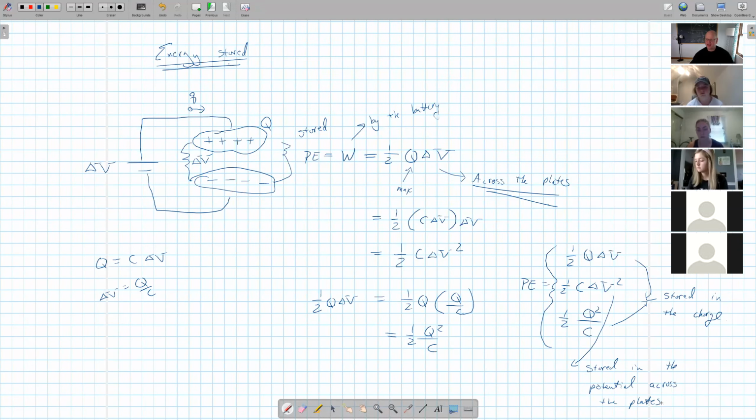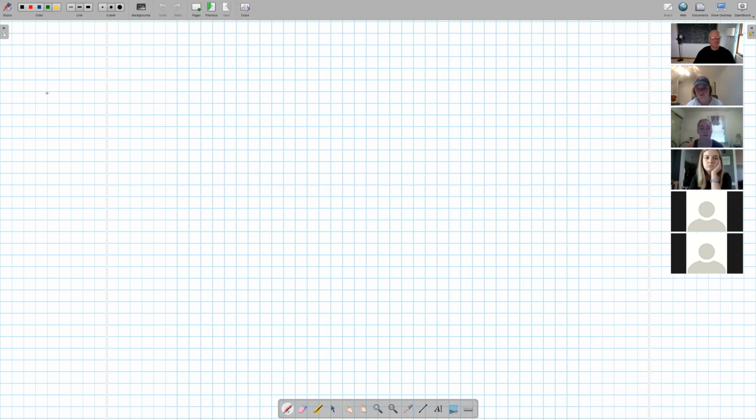Or a third way to look at it is we can think about the energy actually being stored within the electric field itself. Because what's also happening is that, remember, there is an electric field inside the plates, where that electric field is pointing down in this direction. So we can also rewrite this in terms of the energy being stored inside of the electric field. So let's talk about that one.